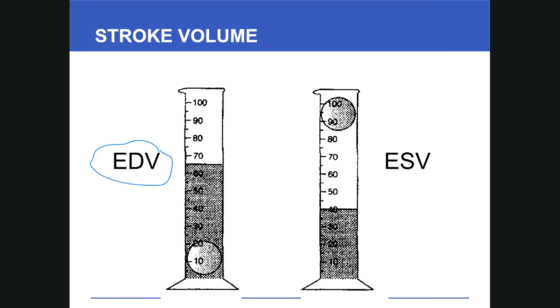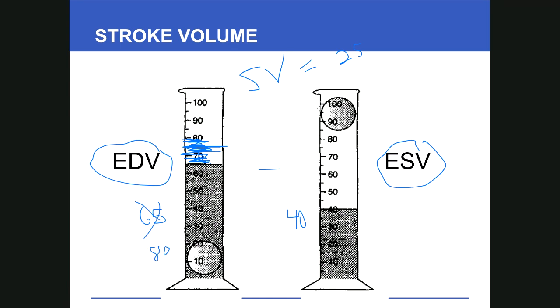EDV minus ESV. So what is this person's stroke volume? What is their EDV? Looks like 65. What is their ESV? Looks like 40. So what is their stroke volume? 25. But look, what if I had started with a bigger number here? So it's not 65. I started with 80. I'm not going to change the other one, but is stroke volume still going to be 25?